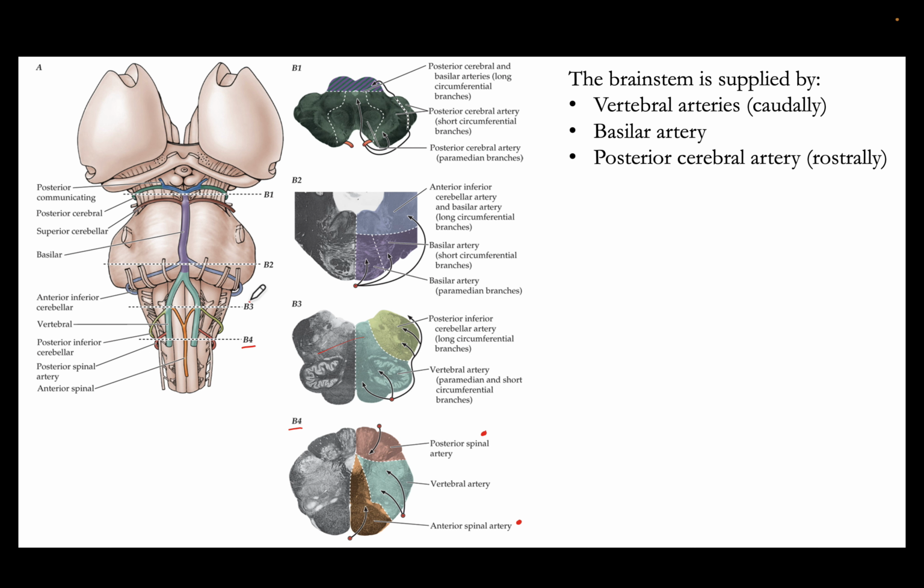If we move up to B3, now we're more rostral in the medulla. We know that because we see the wiggly, squiggly olivary nucleus. At this level, the vertebral arteries supply almost all of the medial portion, while the PICA, the posterior inferior cerebellar artery, supplies the most lateral portion. And again, it's the long circumferential branches of the posterior inferior cerebellar artery that do that.